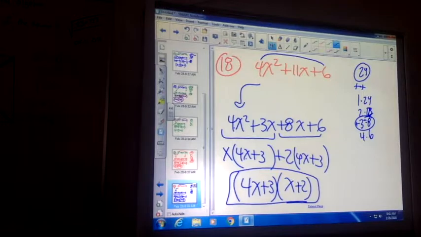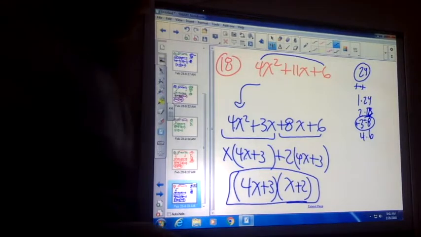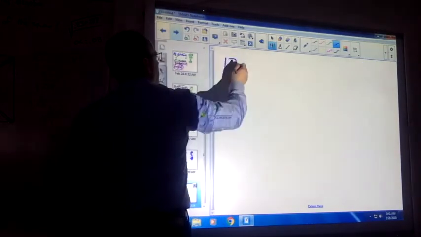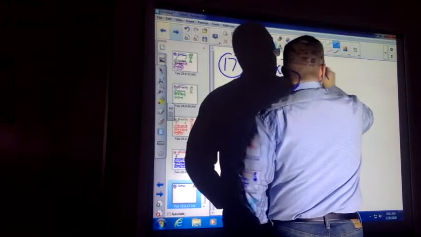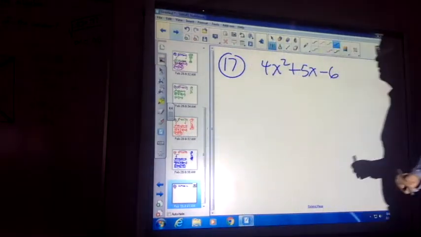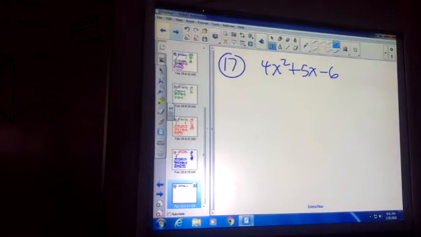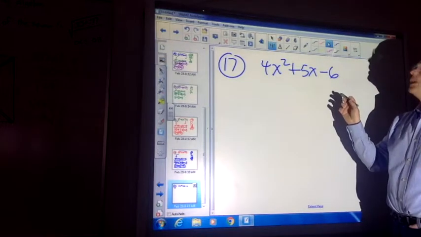Anything else up through number 18? Yeah, 17. What did number 17 say? 4x squared plus 5x minus 6. Okay, I read that correctly. Yep. Any greatest common factor? Nope, they don't all have x. And between 4, 5, and 6, I don't have a number other than 1 to factor out. So what's my magic number?